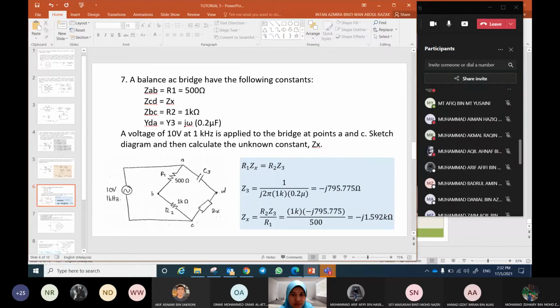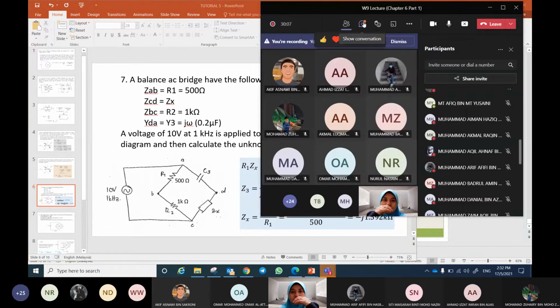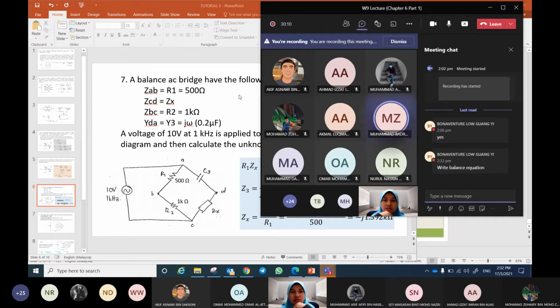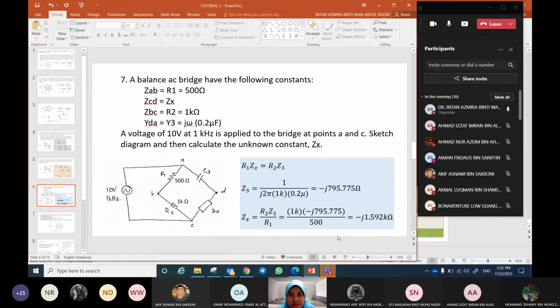This equation is called as? Balance equation. Okay, balance equation. And then what is the next step? After we write the balance equation? Define all Z. Yes, good. We find all Z.